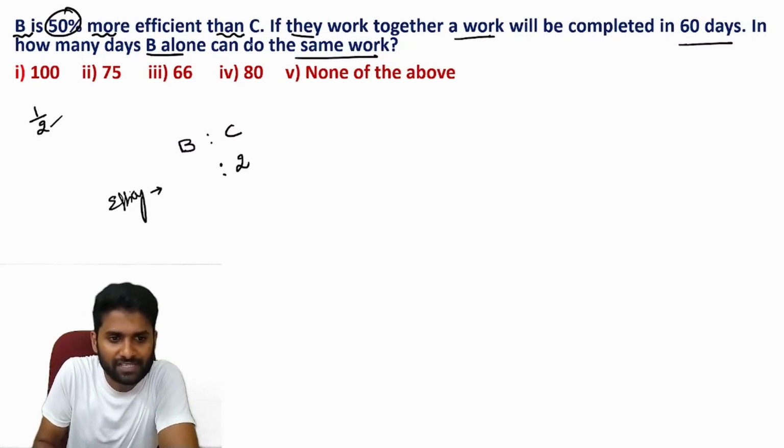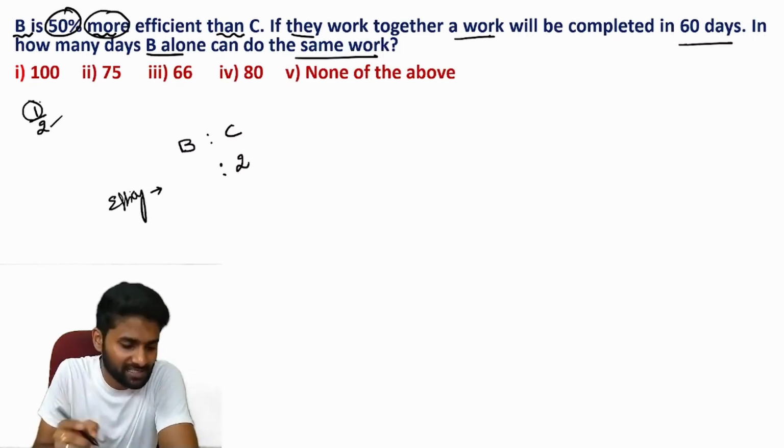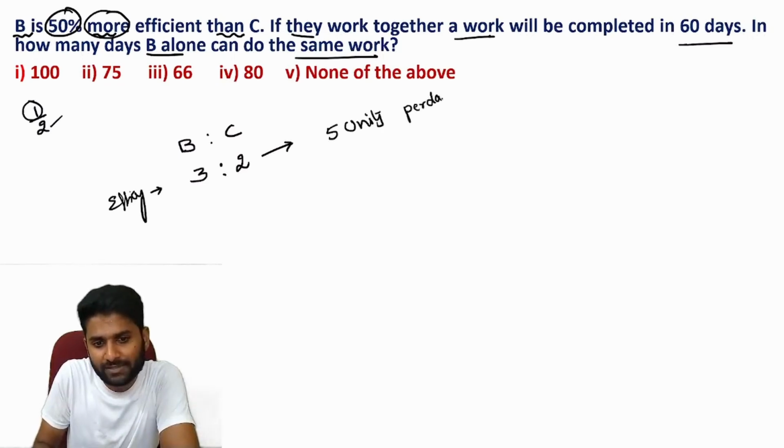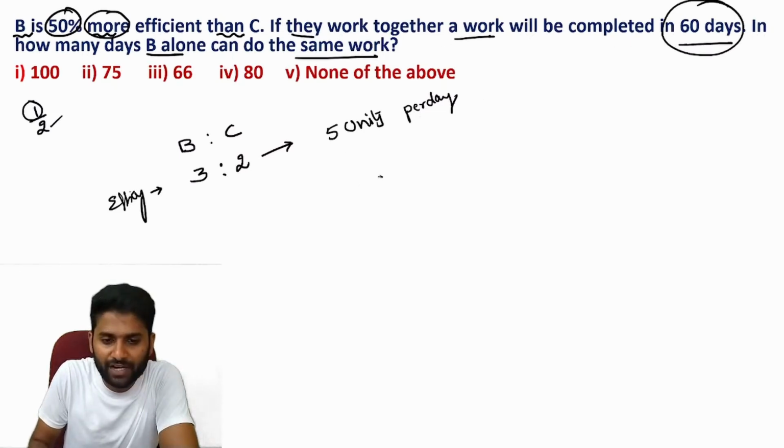C's efficiency is 2 units, and they clearly mention that B is more efficient. So how many units more? Here the numerator says 1 unit is more, so B's efficiency is 3. If both work together, they complete 5 units per day. The information says that if they work together, they complete it in 60 days. Every day 5 units for 60 days is exactly 300 units. So 300 units is the total work.